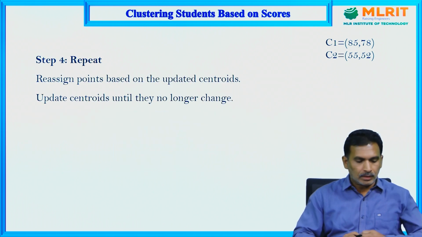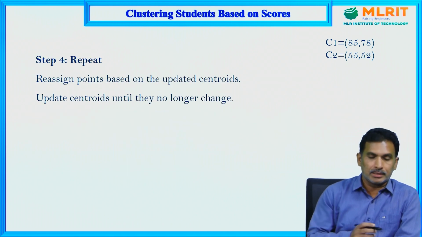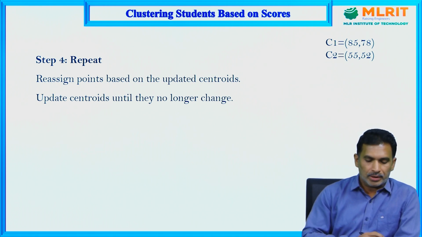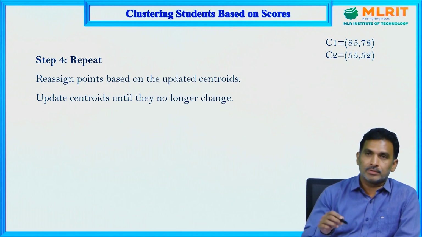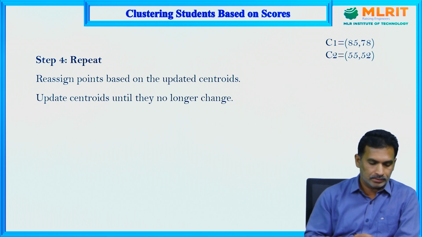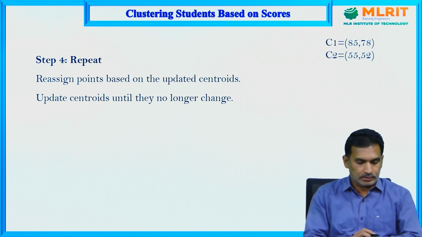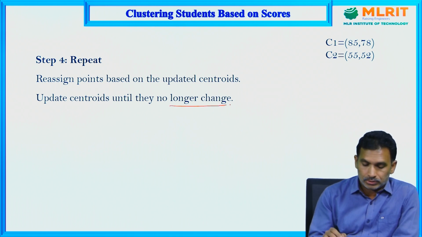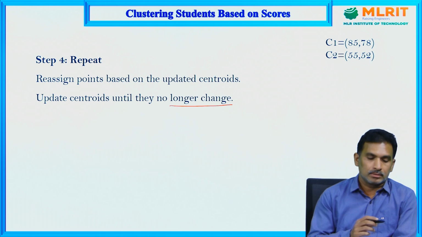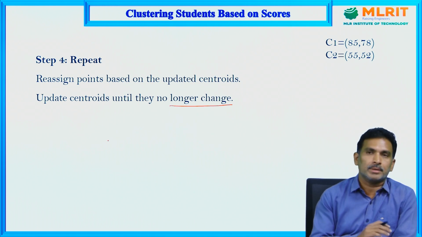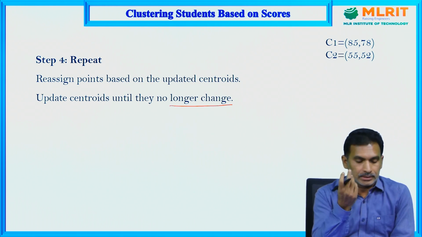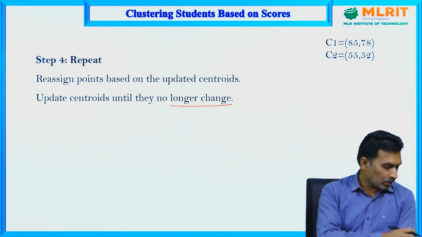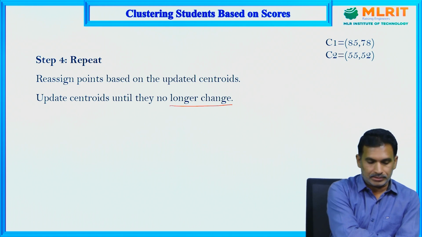Next, we have to repeat the same process. Once we calculate the cluster heads, we'll again assign the points based on the updated centroids. We'll find out the distance and again assign the data points, then update the centroids. This process will be continued until there is no change. That means the previous step and the present step, both the cluster centers or centroids, remain the same, so that we can stop the clustering.